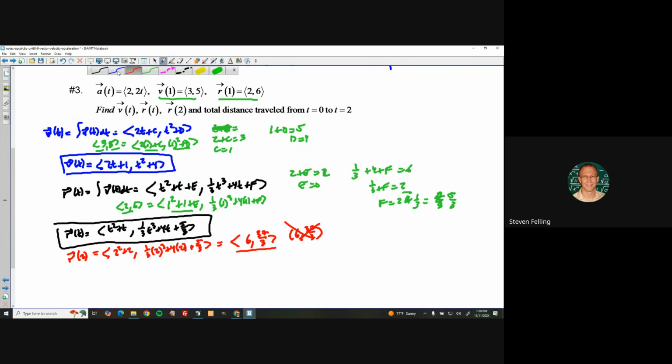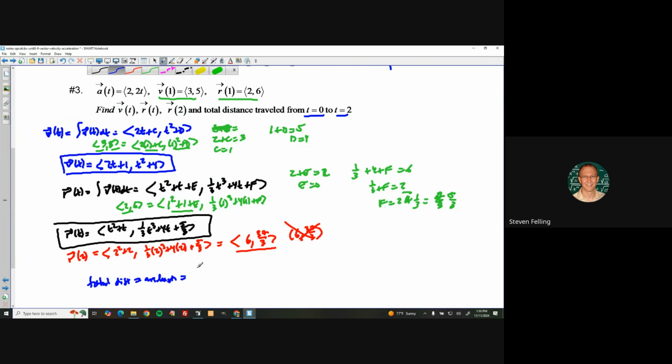Now, this last thing is new. What's the total distance traveled from here to here, right? So I don't want to just plug in 0 into the position vector and 2 into the position vector and take the difference and get the vector pointing there. That's the displacement. The total distance traveled. So the total distance is really the arc length.